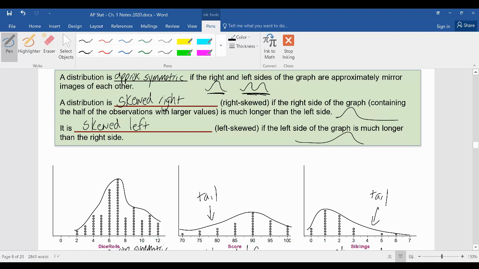A distribution is skewed right, or right skewed, if the right side of the graph is much longer than the left side of the graph. So it's always skewed in the direction of the tail. Wherever the tail is, that's the direction that it's skewed in, not where the hump is, and people get confused with that. We'll also take a look at our feet in class, and you'll notice that your right foot is skewed to the right, and your left foot is skewed to the left. So if you think about your foot, here's what your foot looks like, maybe. You'll notice that your right foot is skewed right, and your left foot is skewed left.